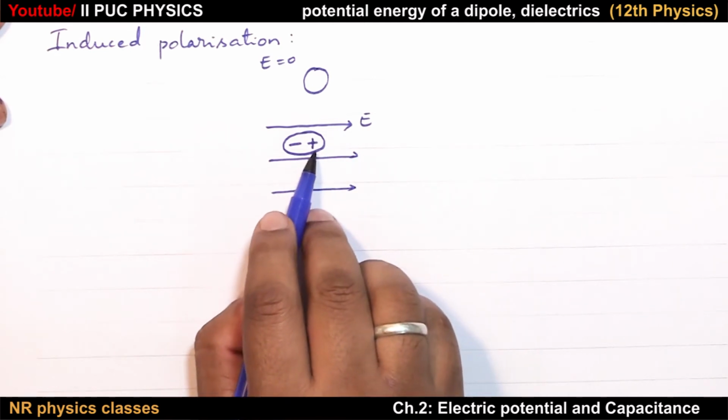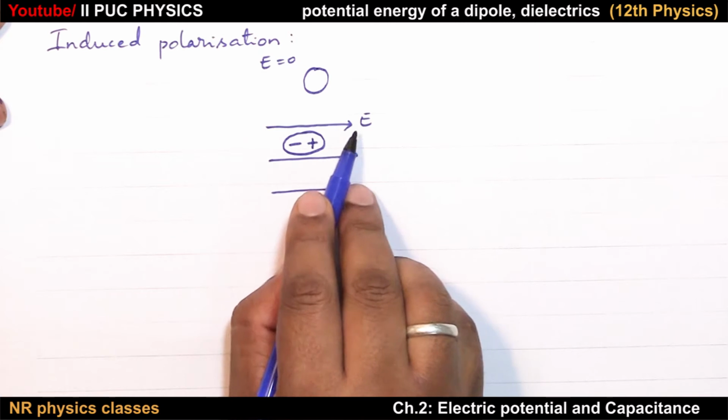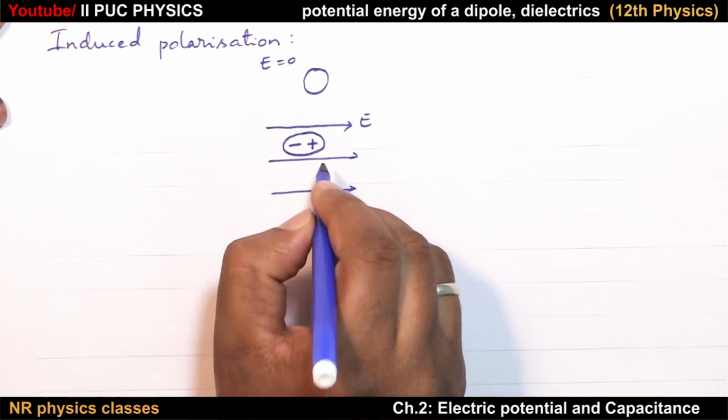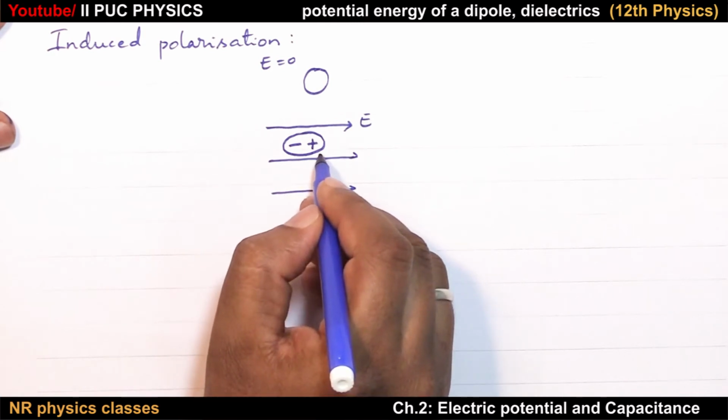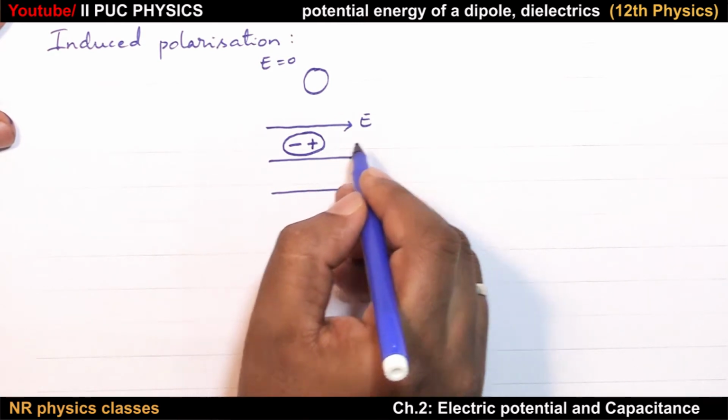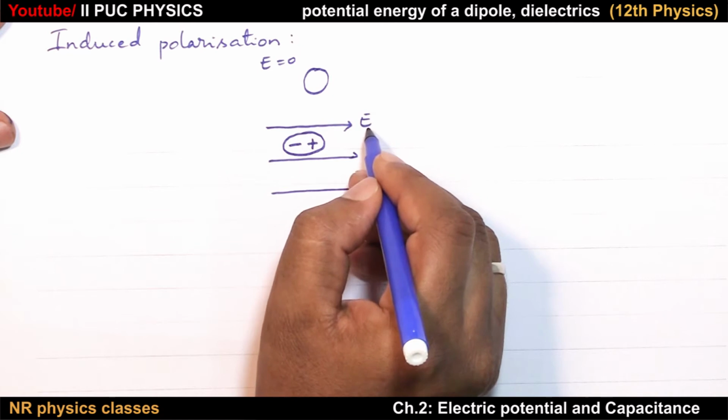See, the dipole moment is induced with the electric field. So this phenomenon is called induced polarization. So in polarization, a dipole moment is induced with the help of an external electric field.